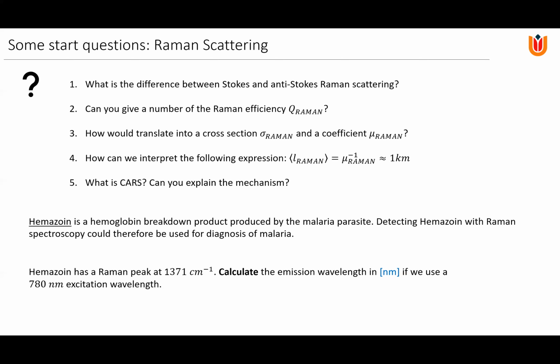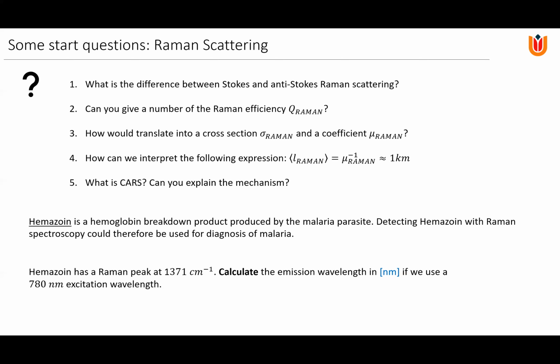Does anyone disagree? Okay. No, we're fine. Yeah, this is exactly this way. So the formula was 1 over lambda shift is 1 over lambda excitation minus 1 over lambda emission. Should be the other way around. It's the other way around. Yeah. Emission over excitation.